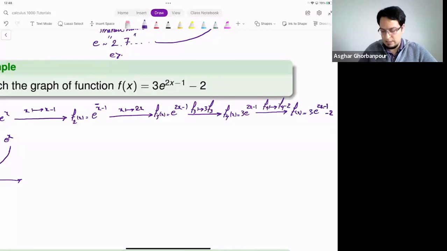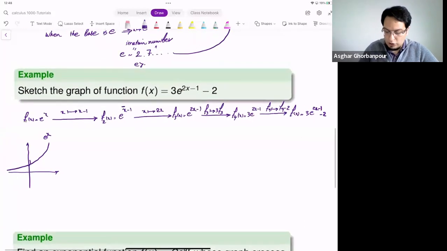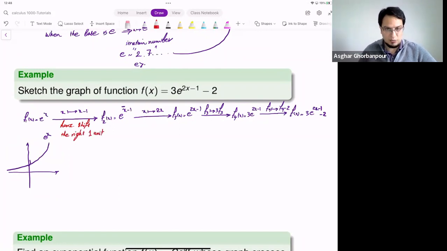Sketching its graph. Okay. As I said, I won't go into details, but I will write down what each one of these transformations is going to do. So x goes to x minus 1. This is a horizontal shift to the right by 1 unit. That's what that transformation does. Then I multiply x by 2, 2x. This is a horizontal shrink by a factor of 2.